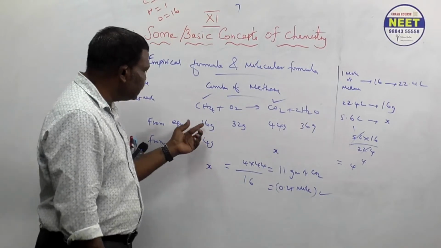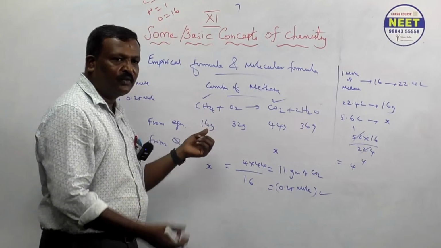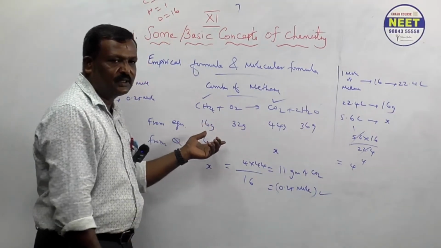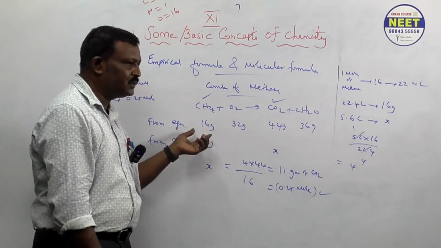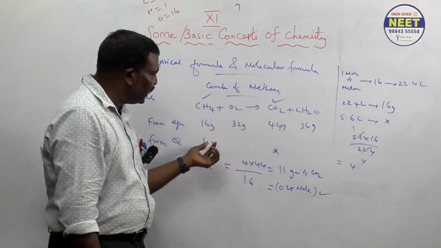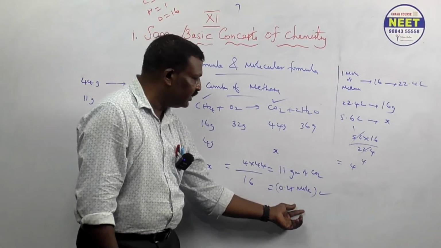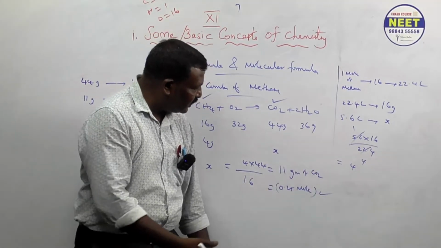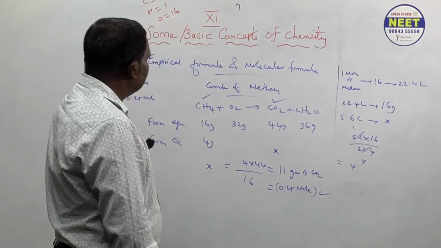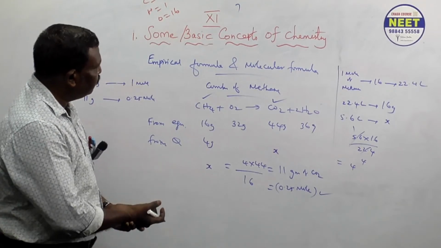5.6 liters. 16 grams is usually 1 mole. 16 grams means 22.4 liters. Therefore 5.6 means how many grams? So first of all, I converted liters into grams. Again we are getting the answer, again converting into liters, then moles. So many conversions are going on. Any one method you can follow.